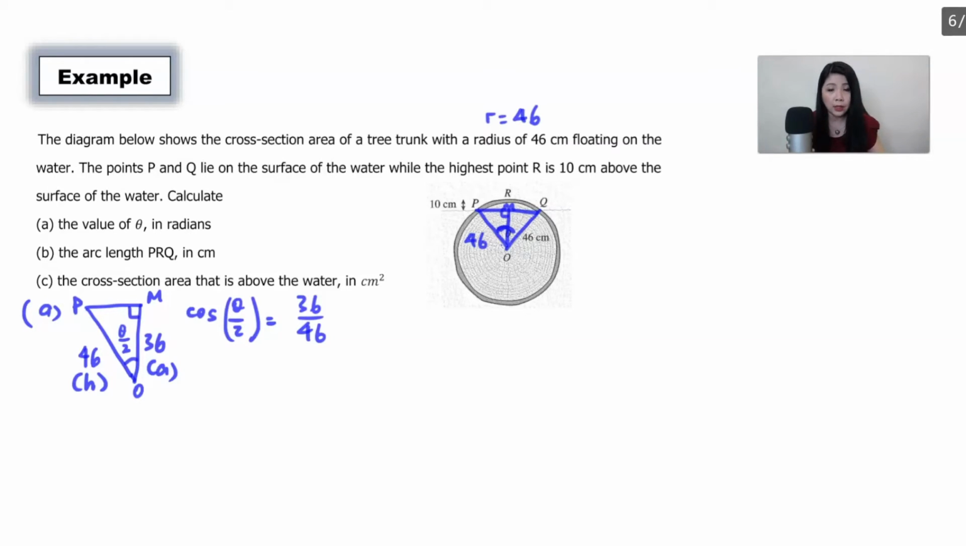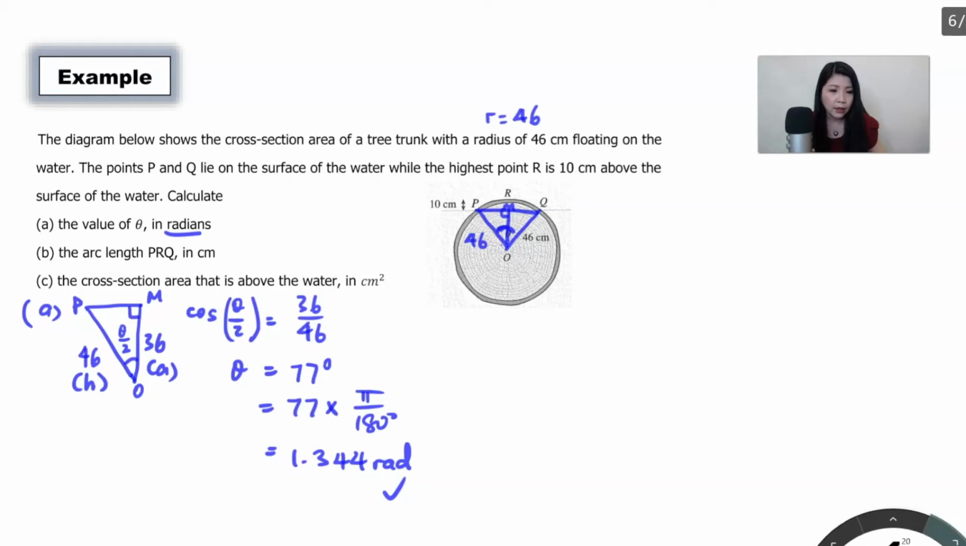Now we can use the calculator to find theta. We use shift cos of 36 over 46. We get 38.5, then we times 2, so our theta will be 77 degrees. But they want you to give your answer in radians, so we have to convert to radians. You have to times pi over 180. So 77 times pi over 180. We take pi as 3.142, so we substitute in: 77 times 3.142, then divided by 180. We get 1.344, and this answer is in radians. That's the answer for A.